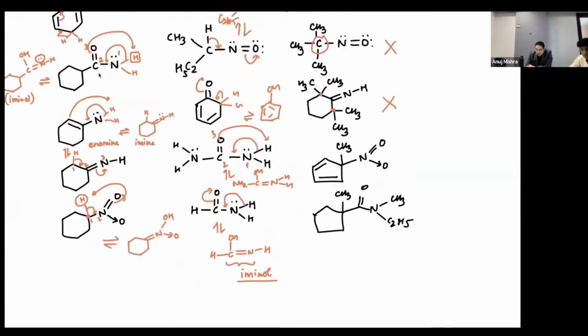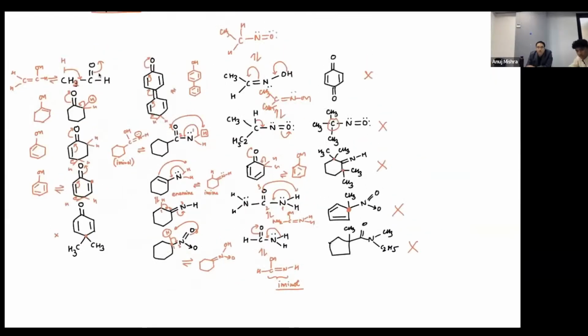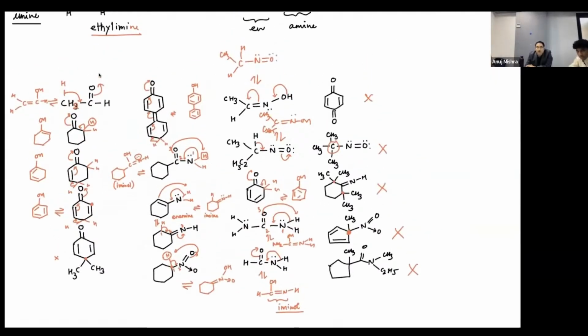Next one, this is a nitroso, but on this position there's no hydrogen. It won't show. Last one, this is amide. There is no hydrogen here, there is no hydrogen here, nowhere hydrogen. This also cannot show. Next. So tautomers, I hope you understand how to draw tautomers. Is it clear? Take a break of 10 minutes. We resume at 3:17 sharp.